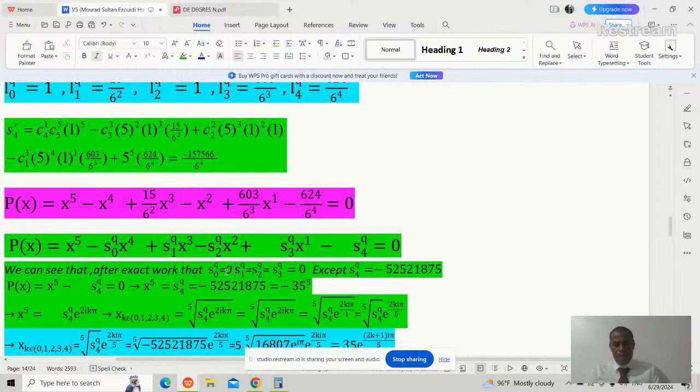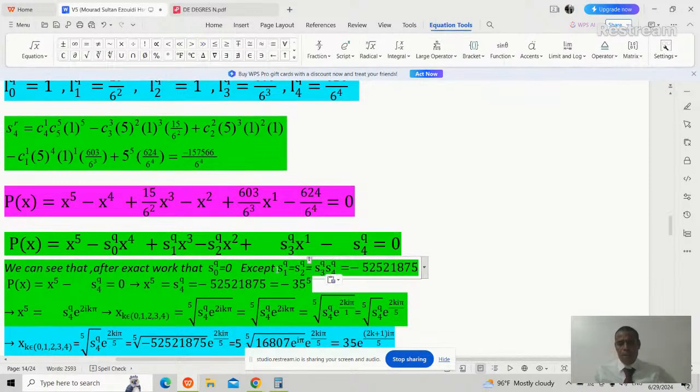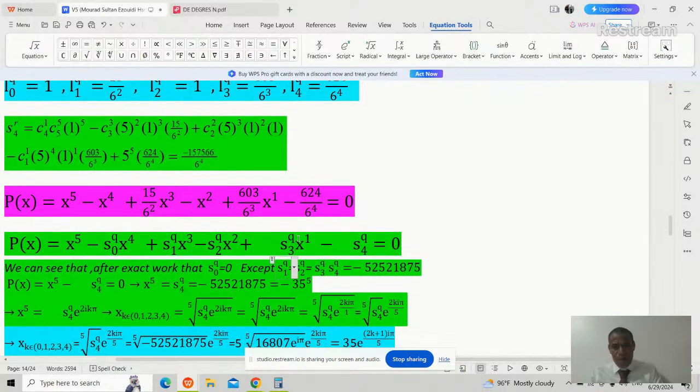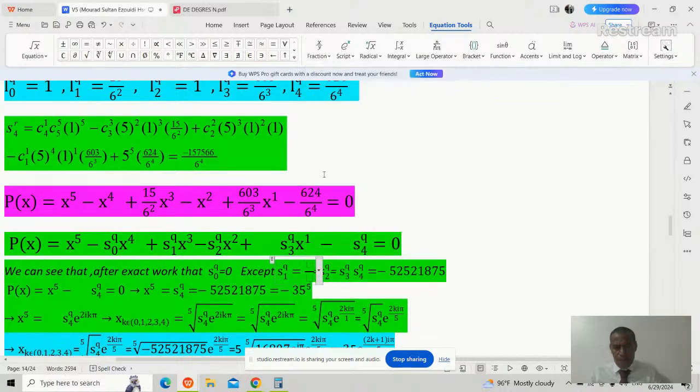Except, I will write this after. I'll just write them here. S1, we told, is 15. S1 is equal to 15 divided by what? By the square, 15 divided by 6 squared.